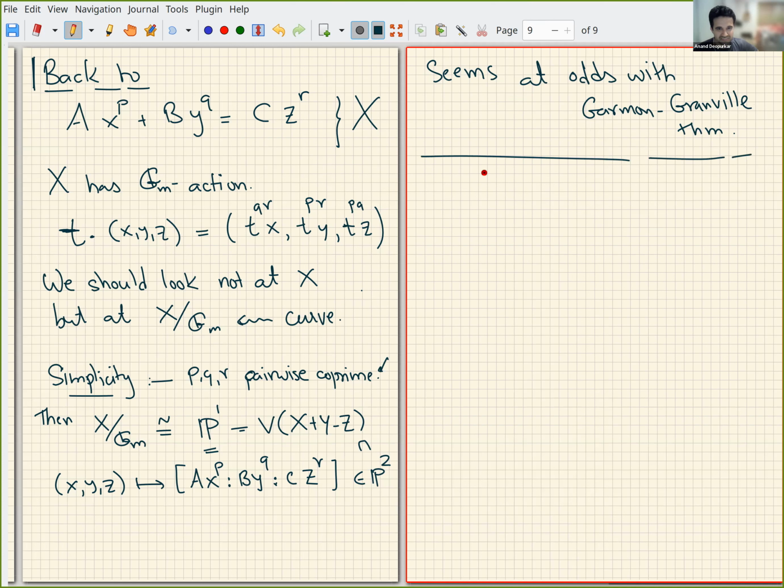So what's happening? It's not P1. This is the quotient by GM. What's happening is that this is not the right quotient. So this is not how you should think about the quotient. Because the point is that the action of GM on X is not a free action.